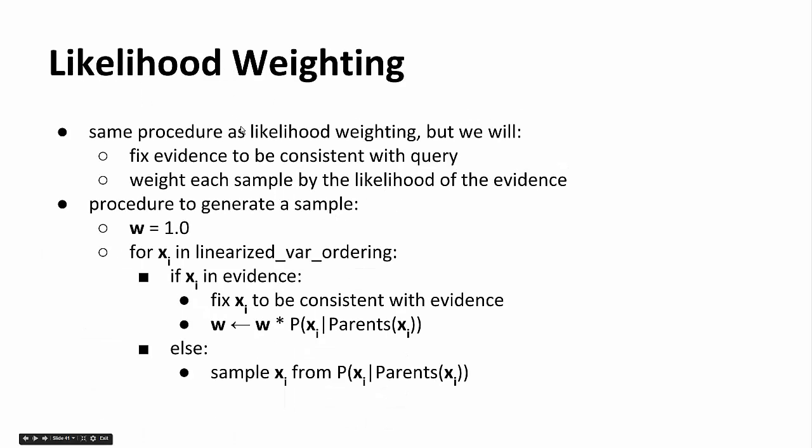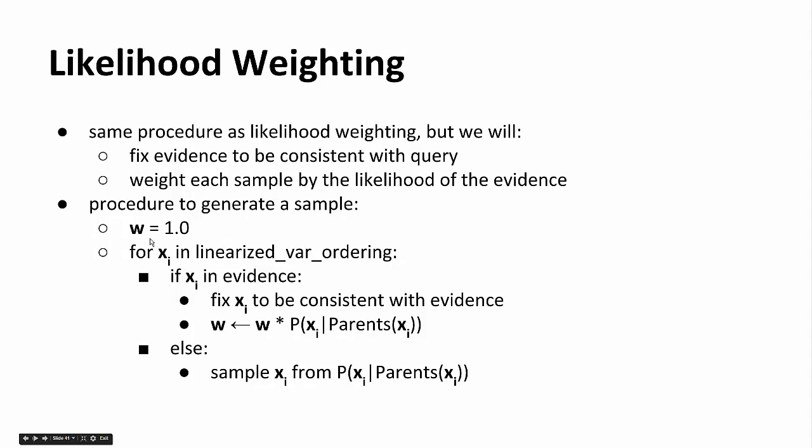So again, likelihood weighting is also going to be used to calculate a query that looks like the probability of some variable given some set of evidence. But instead of rejecting samples that are inconsistent with the evidence, we're going to force every sample to be consistent with the evidence. Okay? And in order to do that, we're going to assign each sample a weight, and that weight is going to be what we'll call the likelihood. Okay, so let's take a look at the procedure.